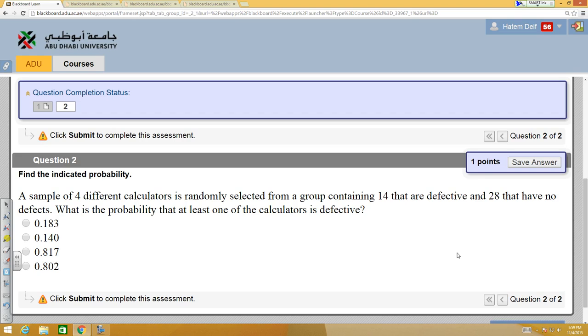Read the question carefully. So, yes, the first one and the second one we multiply. Yes.